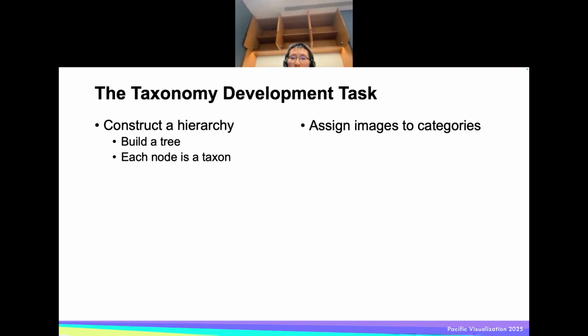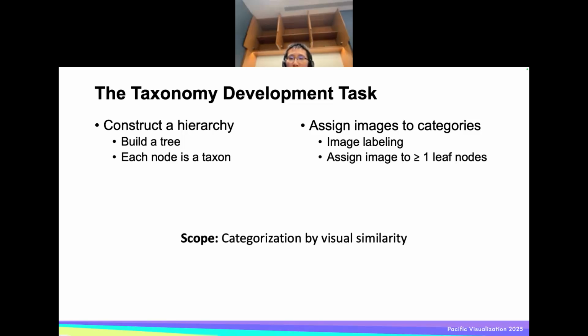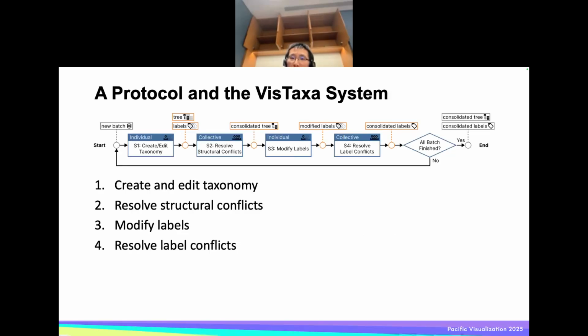From the data structure perspective, the first task is to build a tree where each node is associated with a name that corresponds to a taxon in the taxonomy. And the second task is an image labeling task that requires assigning each image to one or multiple leaf nodes of the tree. Additionally, we note that our work is focused on categorization by image visual similarity.